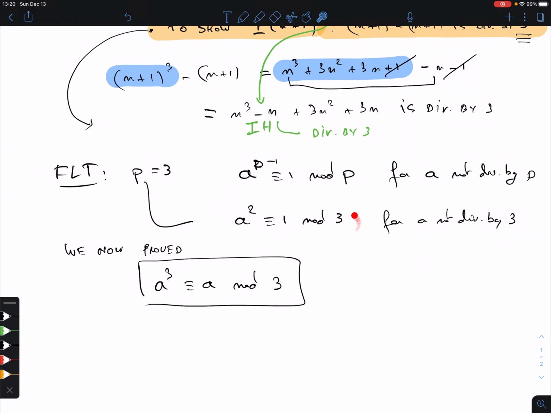Because we know this is not true if a is divisible by 3. For instance, if a is 3, then a squared is 9, which is not equivalent to 1 mod 3, because 9 is 0 mod 3, right? So we have to use this. Now, when something is not divisible by the prime p, then it's invertible. Then it has a multiplicative inverse. So we know that there is a b such that ab is equivalent to 1 mod 3. Remember, if the GCD of a number and another is 1, then that number has an inverse modulo the other number. This is where we use this here.